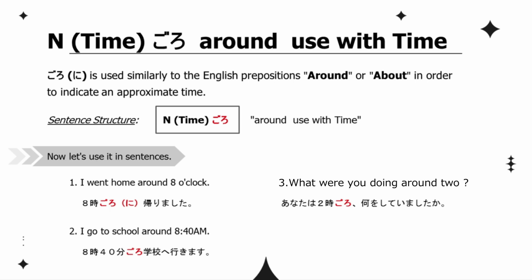Let's have a look at an example. I went home around 8 o'clock. 8時頃に帰りました。I go to school around 8:40 a.m.